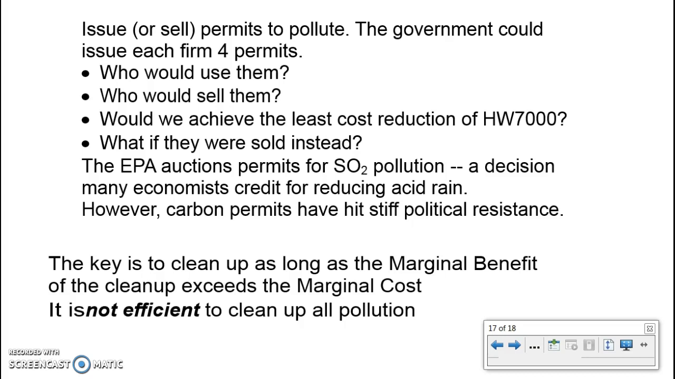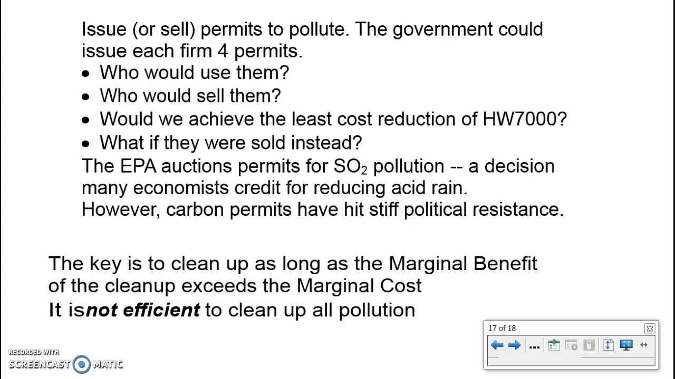And the rest of people would actually clean up instead. So every firm would have this decision to make. Do we clean up or do we buy a permit? Which one's going to be more expensive? And it was very successful. Okay, most economists, and I believe also environmentalists, credit this for reducing acid rain.